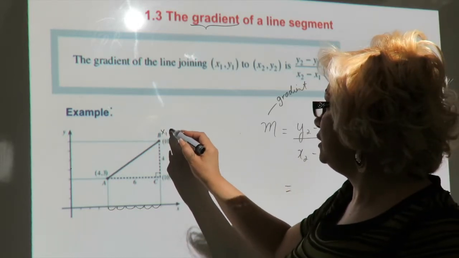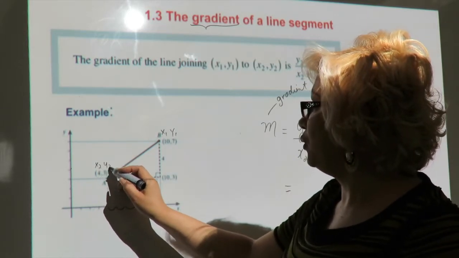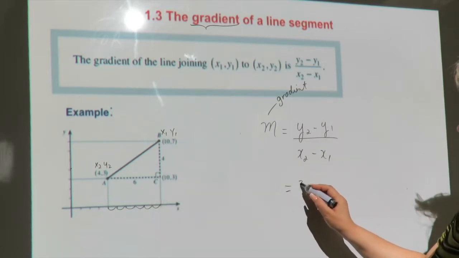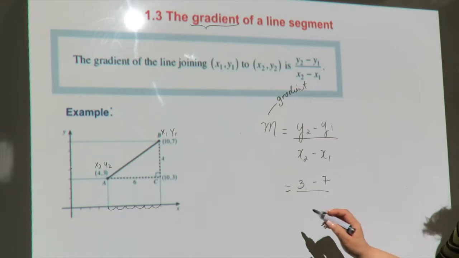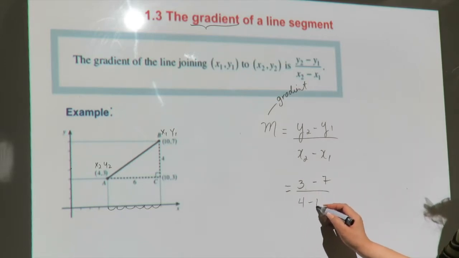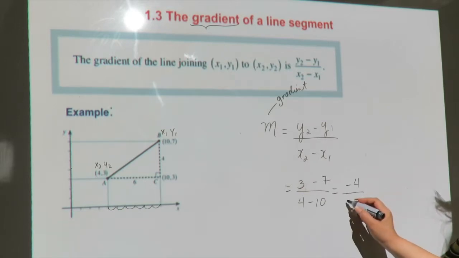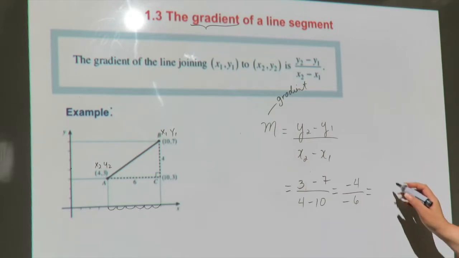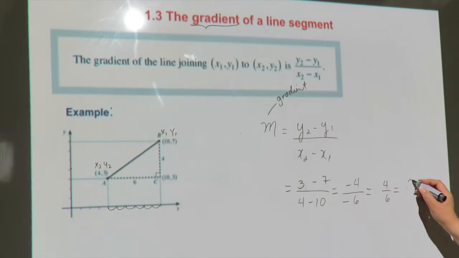This is x1, y1, x2, and y2. Okay, we subtract 3 minus 7 divided by 4 minus 10. That will give me minus 4 divided by minus 6. Negative and negative is positive, 4 over 6. If we simplify here, I will get 2/3.